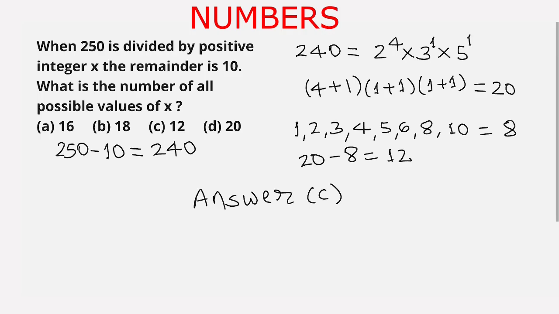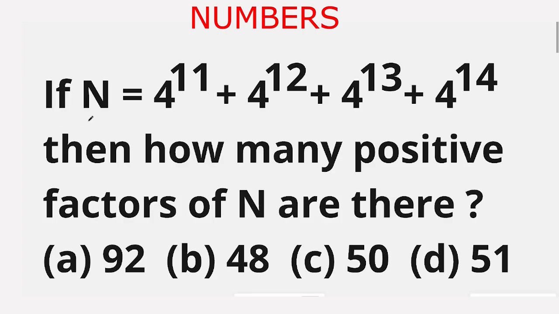We go to the next question. Our question is, if n is equal to 4 to the power 11 plus 4 to the power 12 plus 4 to the power 13 plus 4 to the power 14, then how many positive factors of n are there? The given options are option A 92, option B 48, option C 50, option D 51.